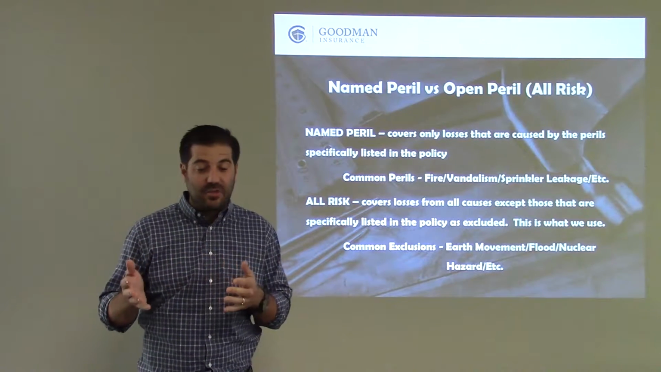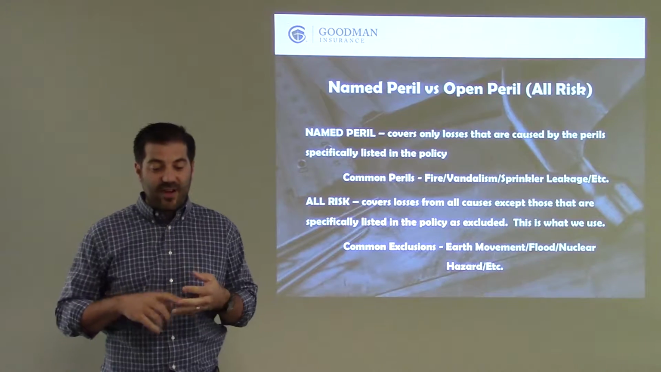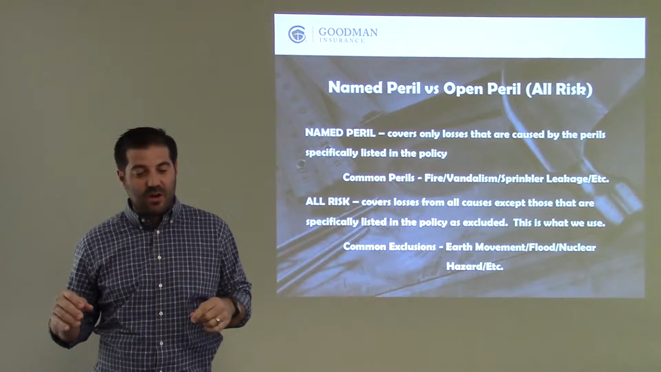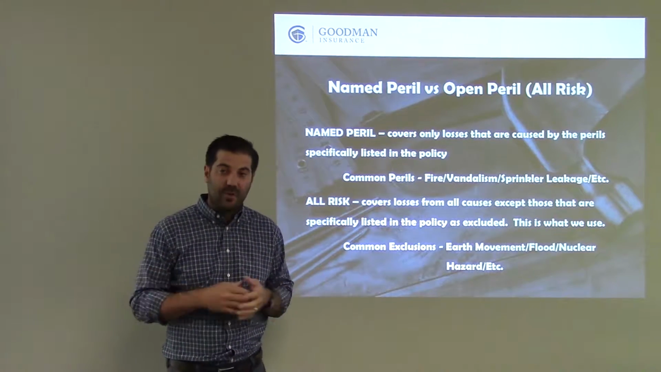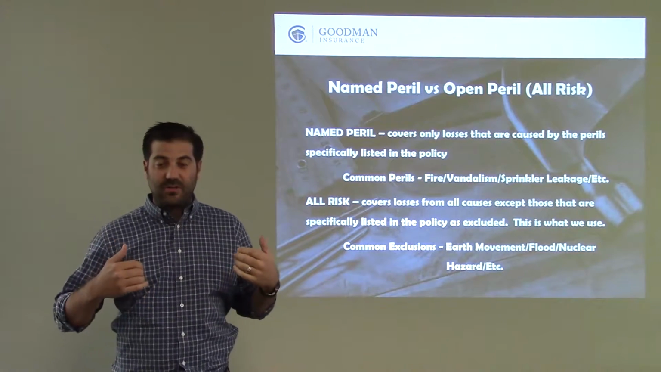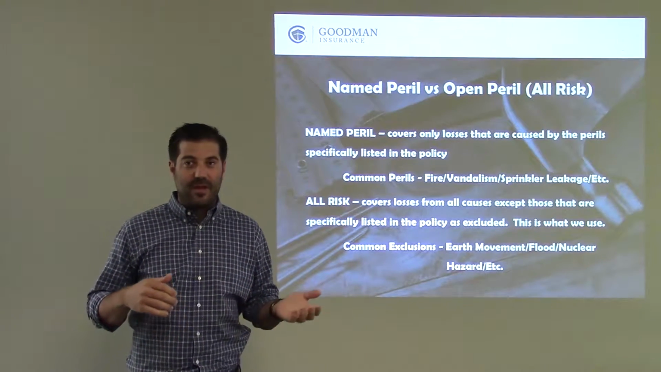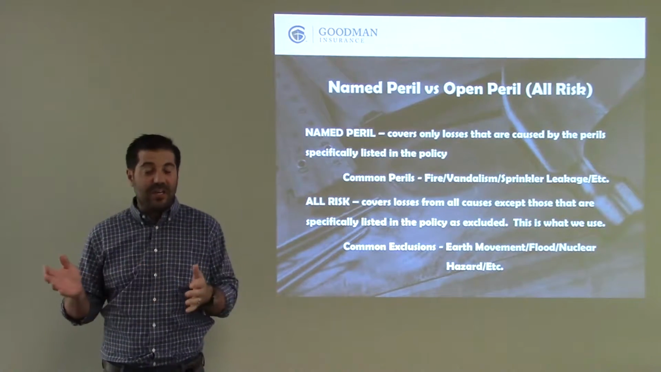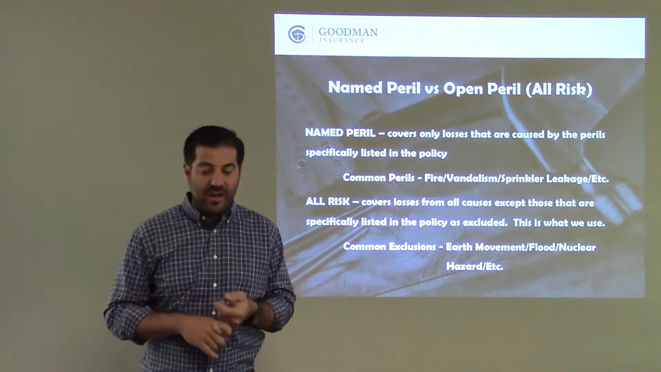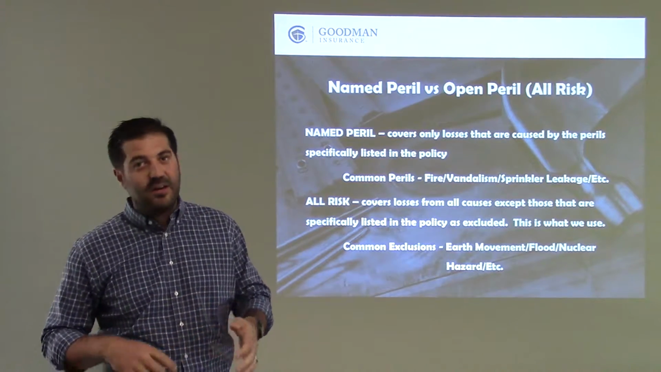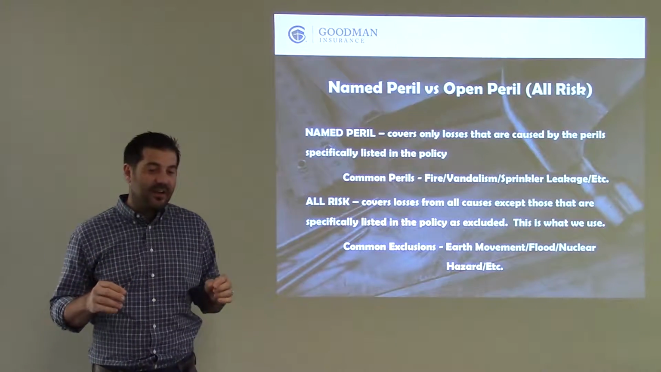that cause claims. So if you were to think about fire, vandalism, sprinkler leakage, etc. All risk or open peril is going to cover everything subject to the policy exclusions. And there's a whole litany of exclusions, but some of the ones you might think about would be like earth movement, flood, nuclear hazard, things like that.